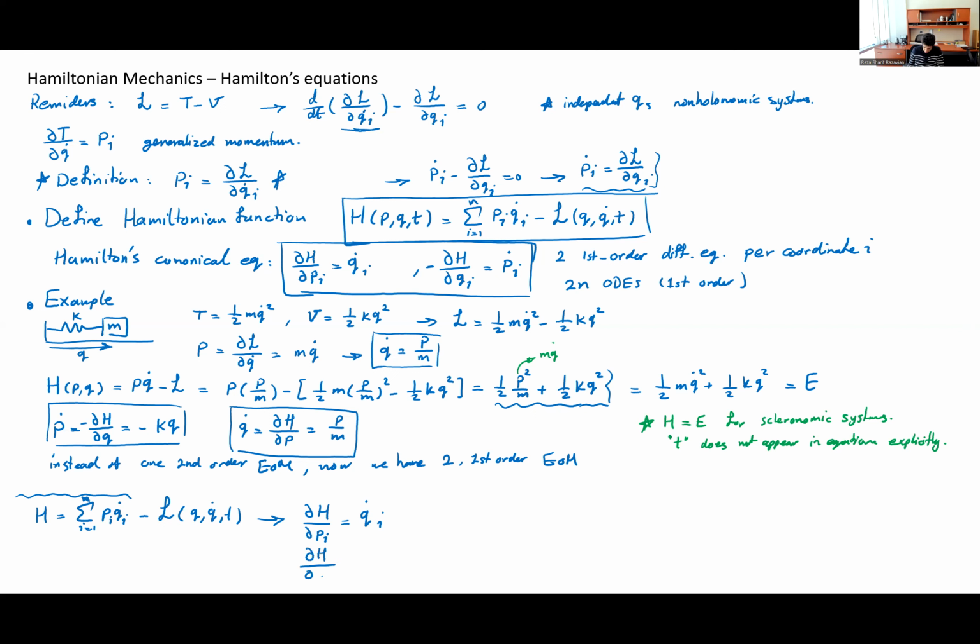Partial H, partial Q_i. The first term doesn't have Q, and only the Lagrangian does, so it is minus partial L, partial Q_i. And we saw up here that partial L, partial Q_i is P dot, so minus P dot_i. If at any time you forgot, you can easily derive these from the definition of Hamiltonian.